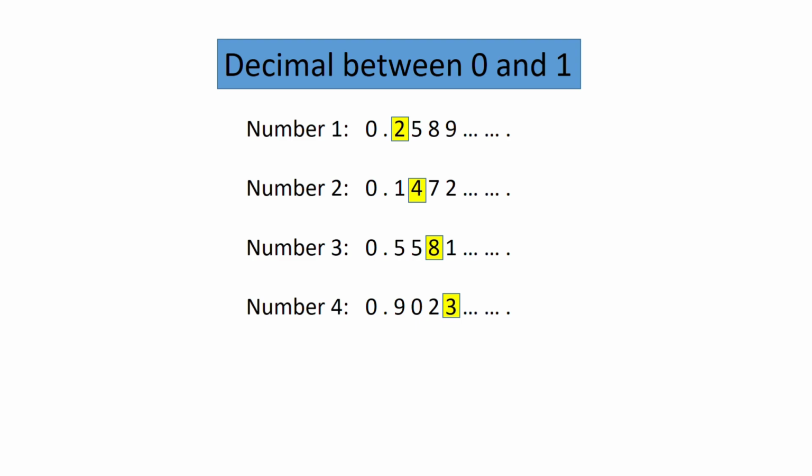Now just change the diagonal elements I have marked. First number has 2 at the first spot. I will make it 1. Second number has 4 at the second spot. I will make it 1. Third number has 8 at the third spot. I will make it 1. And the fourth number has 3 at the fourth spot. I will make it 1. I have taken all of them as 1, but you can take any number you want.